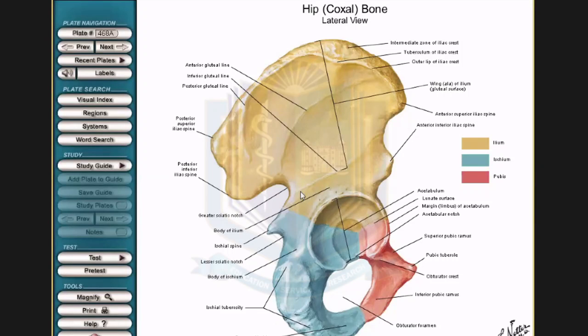So what is the difference between the notch and the foramen? Foramen is enclosed on all sides. Foramen is a closed area bounded all around, whereas a notch has three boundaries.